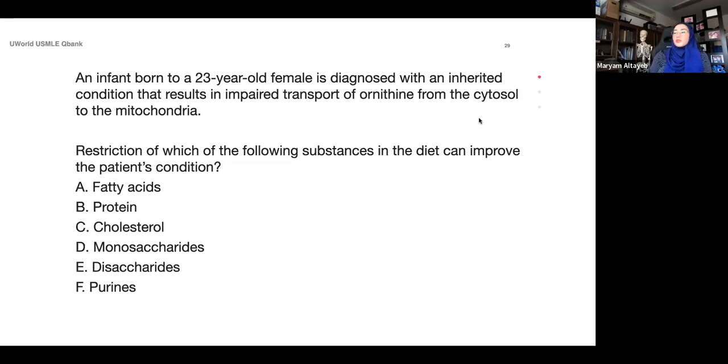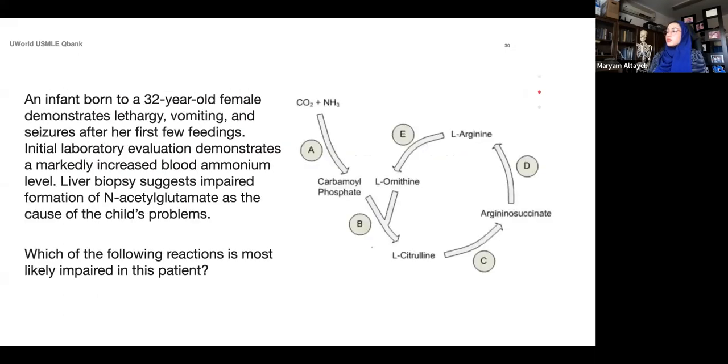This is basically going through the concept of the whole thing. So if you cannot transport ornithine from the cytosol into the mitochondria, that means you cannot do the first two steps of the urea cycle, right? Because of that, you can't make your citrulline and you can't feed forward the urea cycle. So it's kind of just asking you, how do you treat urea cycle defects in general? Or what can you restrict in the diet? Proteins. Oh, perfect. You guys are great.